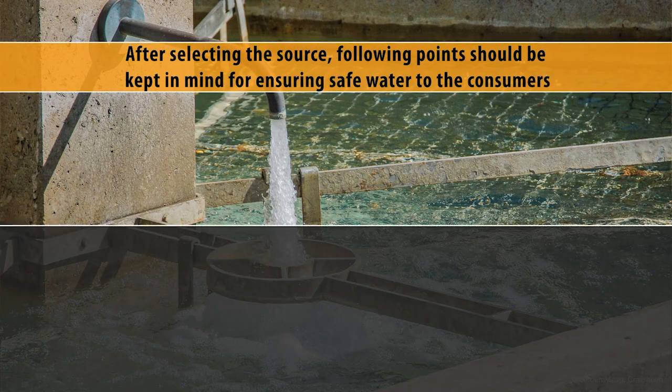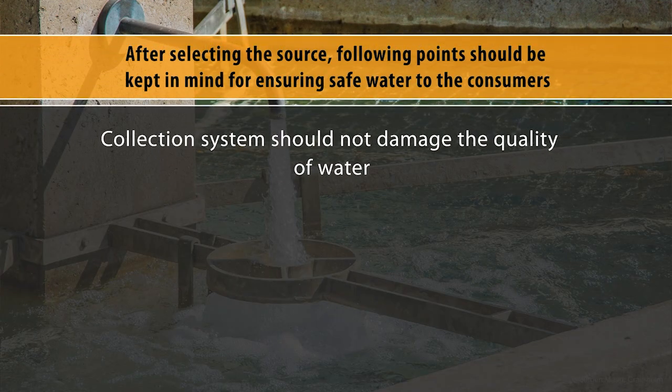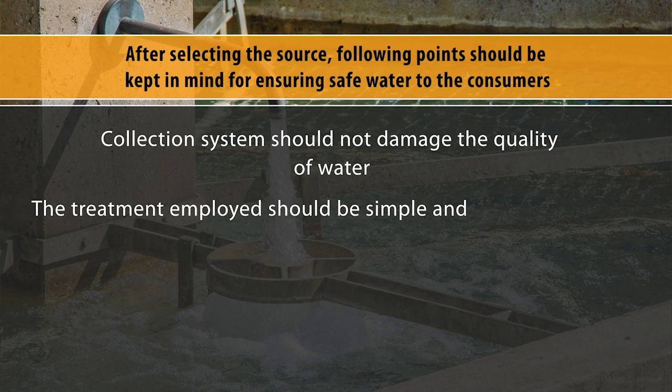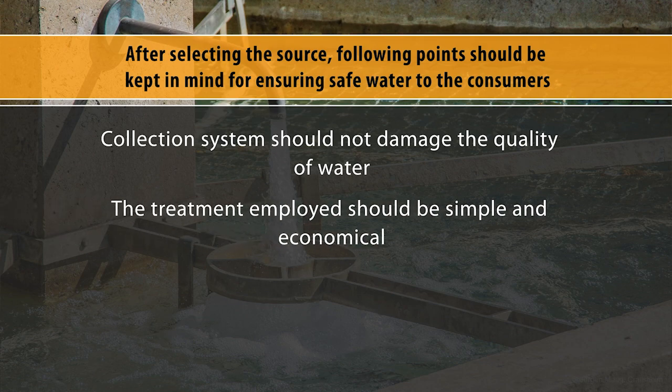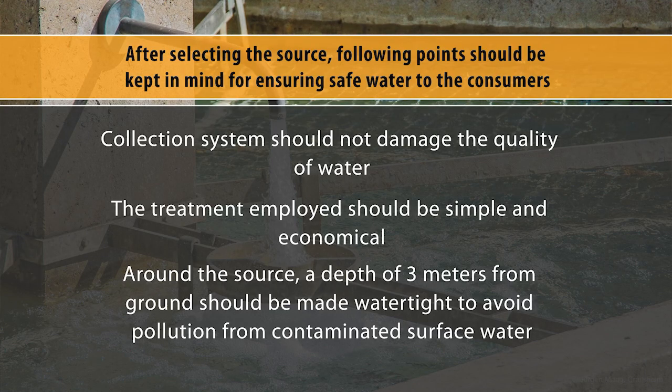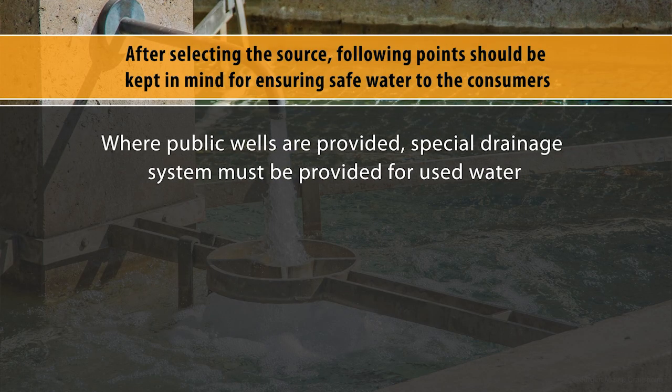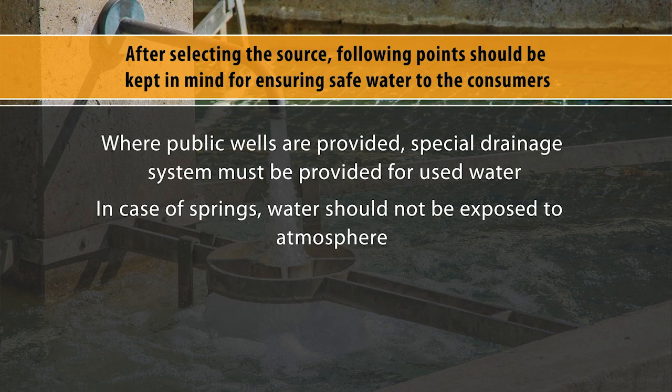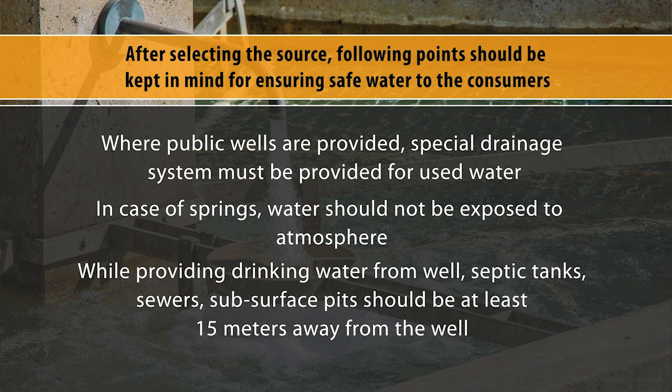After selecting the source, the following points should be kept in mind for ensuring safe water to the consumers. First, the collection system should not damage the quality of water. The treatment employed should be simple and economical. Around the source, a depth of 3 meters from the ground should be made watertight to avoid pollution from contaminated surface water. Where public wells are provided, a special drainage system must be provided for used water. In case of springs, water should not be exposed to the atmosphere.